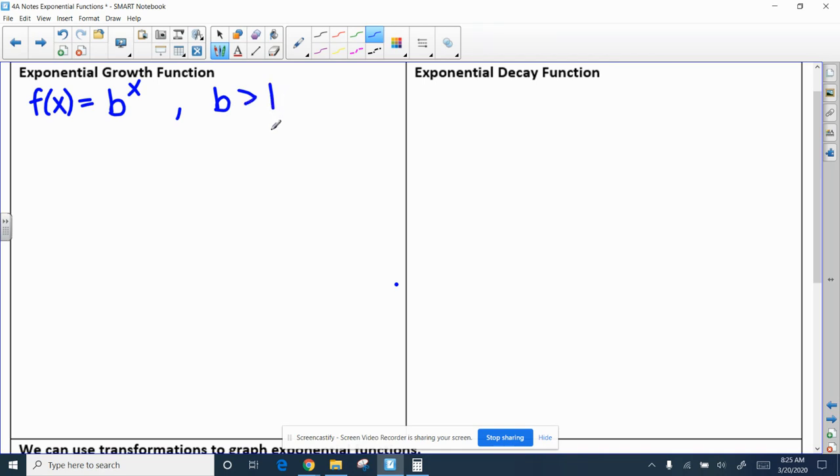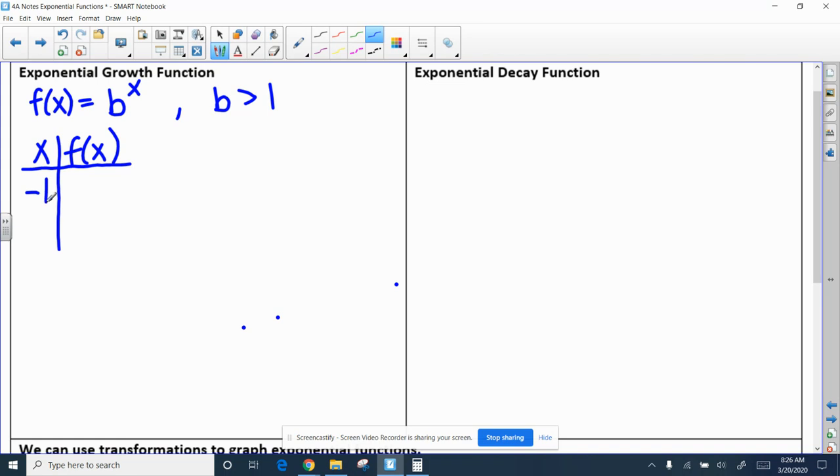So it can be 1.5, 2, 3, 5, any of those for the base. Now, anytime we have an exponential growth function, there are a few specific points that we're going to have, and these are going to be important when we do our transformations. If I have an exponential growth function, we're going to have these 3 points. We're only going to use 3 when we are graphing exponential functions with transformations.